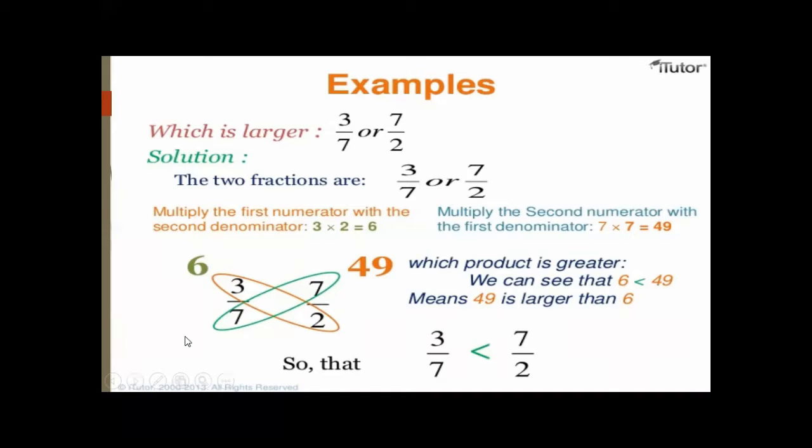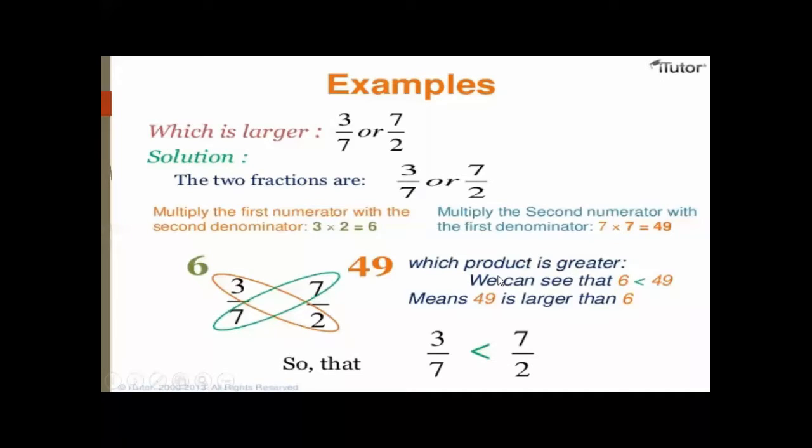Okay, I'm telling you again, students, the simple method is to use cross multiplication for different denominators. In the simple way, we multiply the first numerator with the second denominator and the first denominator with the second numerator, in a cross. 3 twos are 6, 7 sevens are 49. We know that 6 is less than 49. So we can say that 3 upon 7 is less than 7 upon 2.